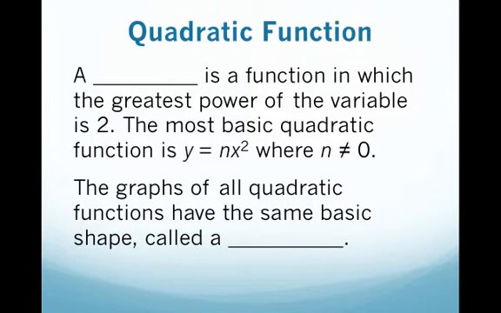Sentence frame for a quadratic function. A blank is a function in which the greatest power of the variable is 2. The most basic quadratic function is y equals nx squared, where n cannot be equal to 0. The graphs of all quadratic functions have the same basic shape, and it is called a blank.